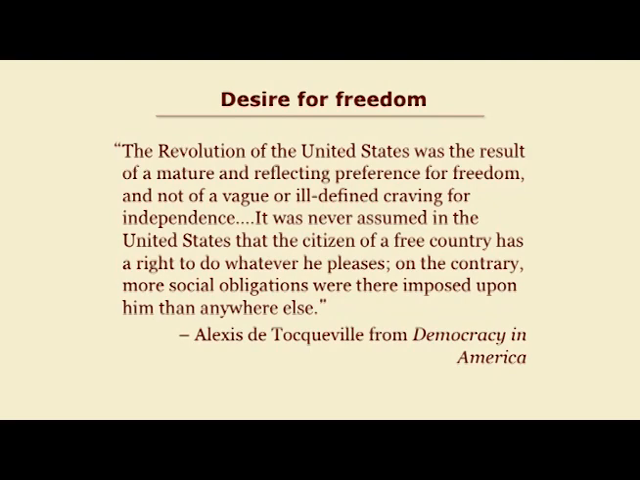A young Frenchman named Alexis de Tocqueville toured America and then reported his tour in a book called Democracy in America. He saw the desire for freedom among the Americans, and this is what he reported. "The revolution of the United States was the result of a mature and reflecting preference for freedom, and not of a vague or ill-defined craving for independence. It was never assumed in the United States that the citizen of a free country has a right to do whatever he pleases. On the contrary, more social obligations were there imposed upon him than anywhere else."